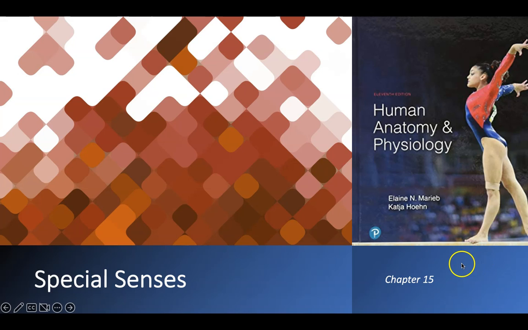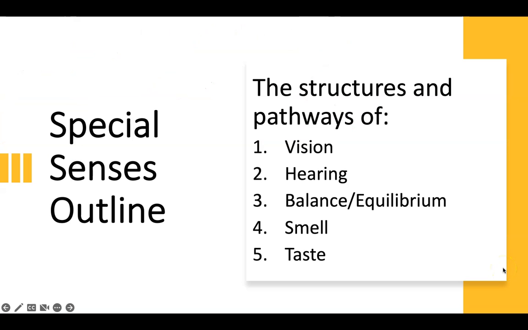In this video, I'll present information from Chapter 15 of Human Anatomy and Physiology, 11th edition. This chapter focuses on the special senses. In particular, I'll introduce the special senses and discuss the structures of the eye.